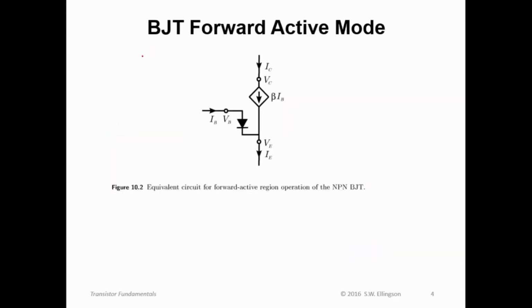The way we use BJTs as amplifiers in RF designs is to bias them into the forward active mode. This is the mode in which the transistor behaves like an amplifier. And here's a diagram of the equivalent circuit of a BJT when it's in the forward active mode. What we see is that the base current flows into the emitter. The diode there prevents it from going back in the other direction. And then the collector current is constrained to be equal to beta, this constant, beta, times I sub B, the base current. So we see that the collector current depends on the base current through this constant beta.